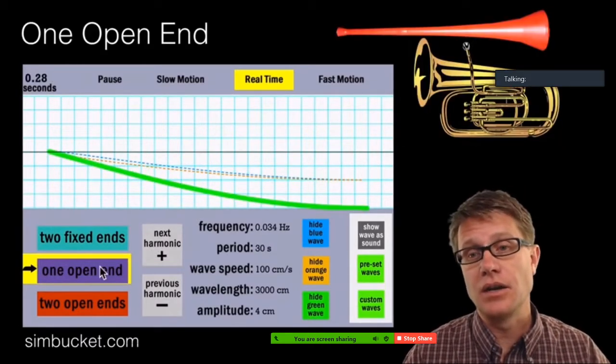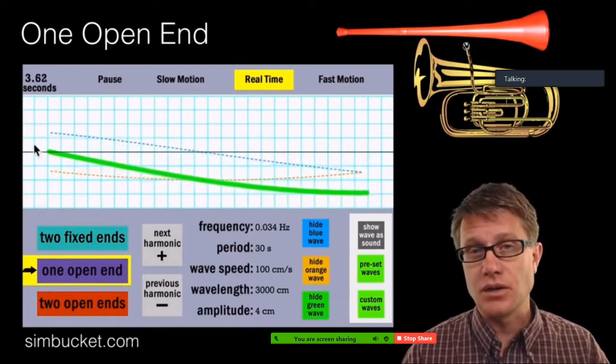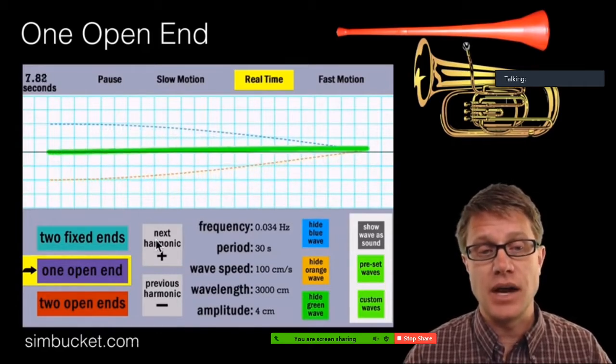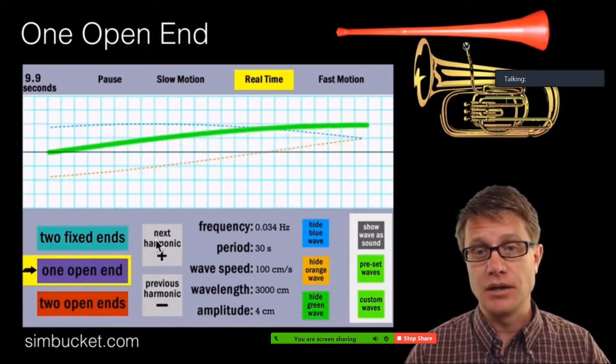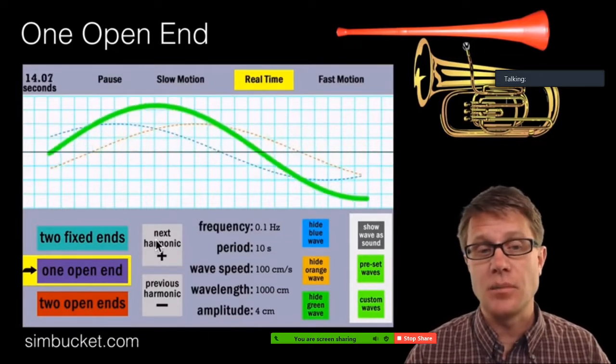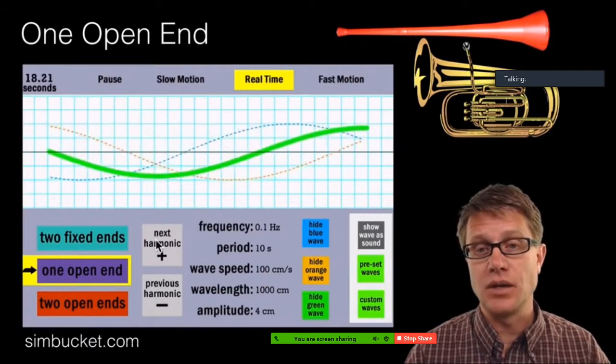If we look at an instrument like a tuba or a vuvuzela, what is the characteristic of that? Well, we're vibrating it, but you can see that on the left side we have a node. It's not vibrating, but we have an antinode at the right side. So in each of these harmonics, the left side is going to be a node. It's not going to move at all, but the right side is going to be an antinode.